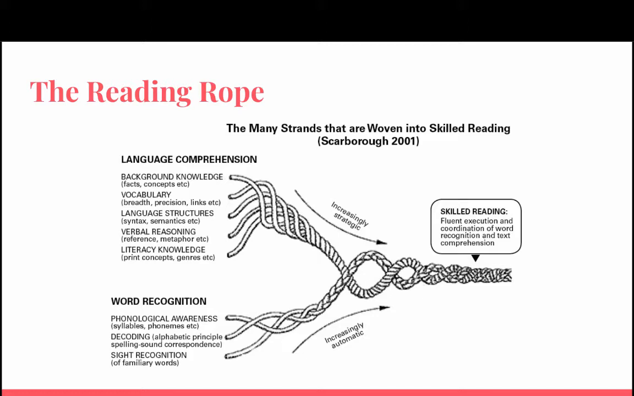Here we see the simple view of reading in more detail. We see the many strands that make up language comprehension and word recognition, and that ultimately lead to skilled reading. In this video, we will look at decoding and sight word recognition through orthographic mapping.